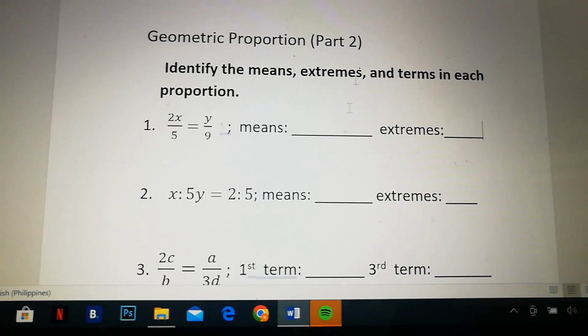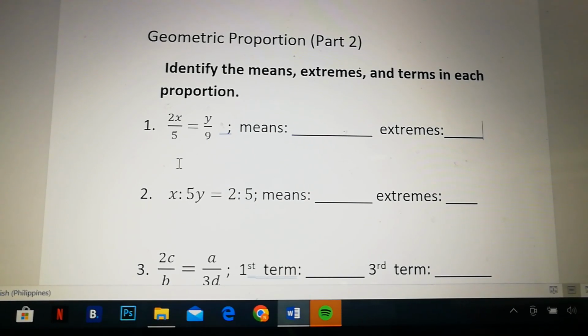Good afternoon, grade 9. So ito ay konting review for your quiz. So this is involving geometric proportion.